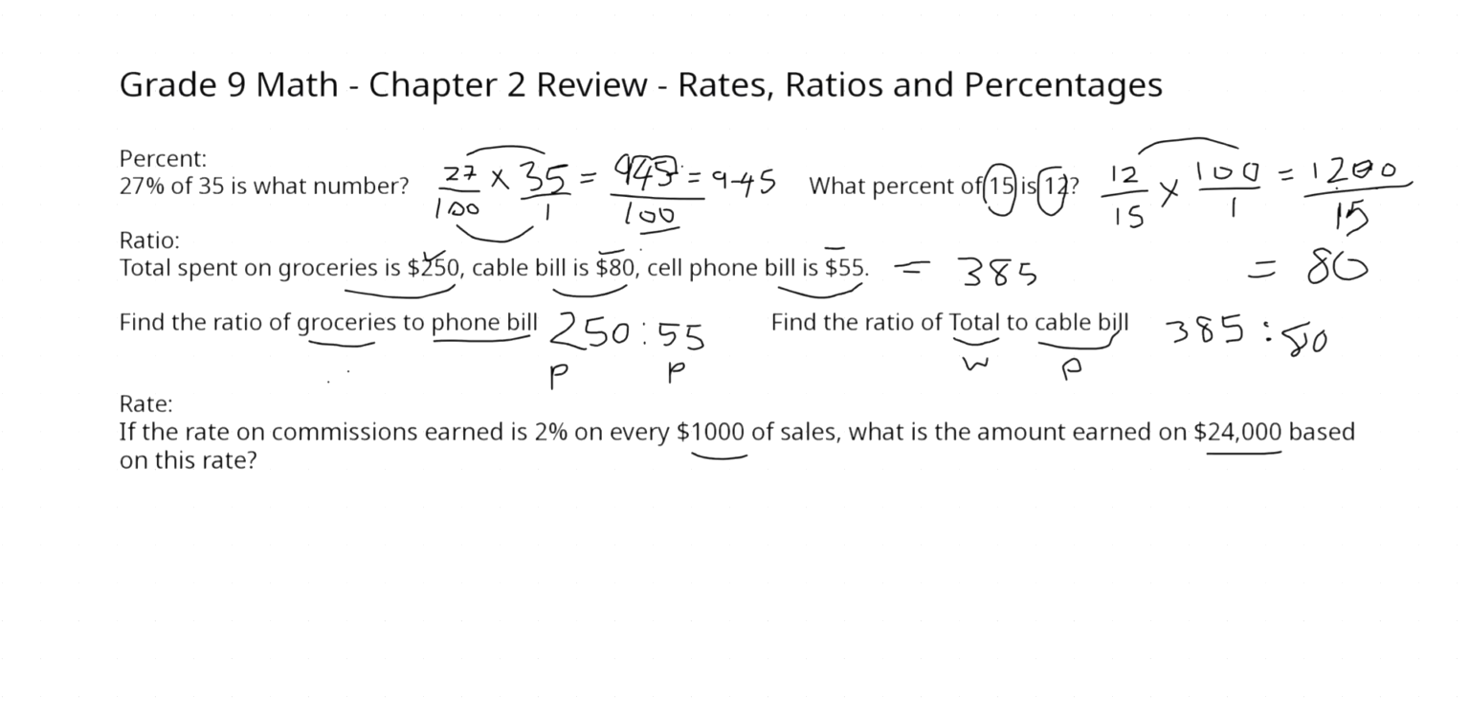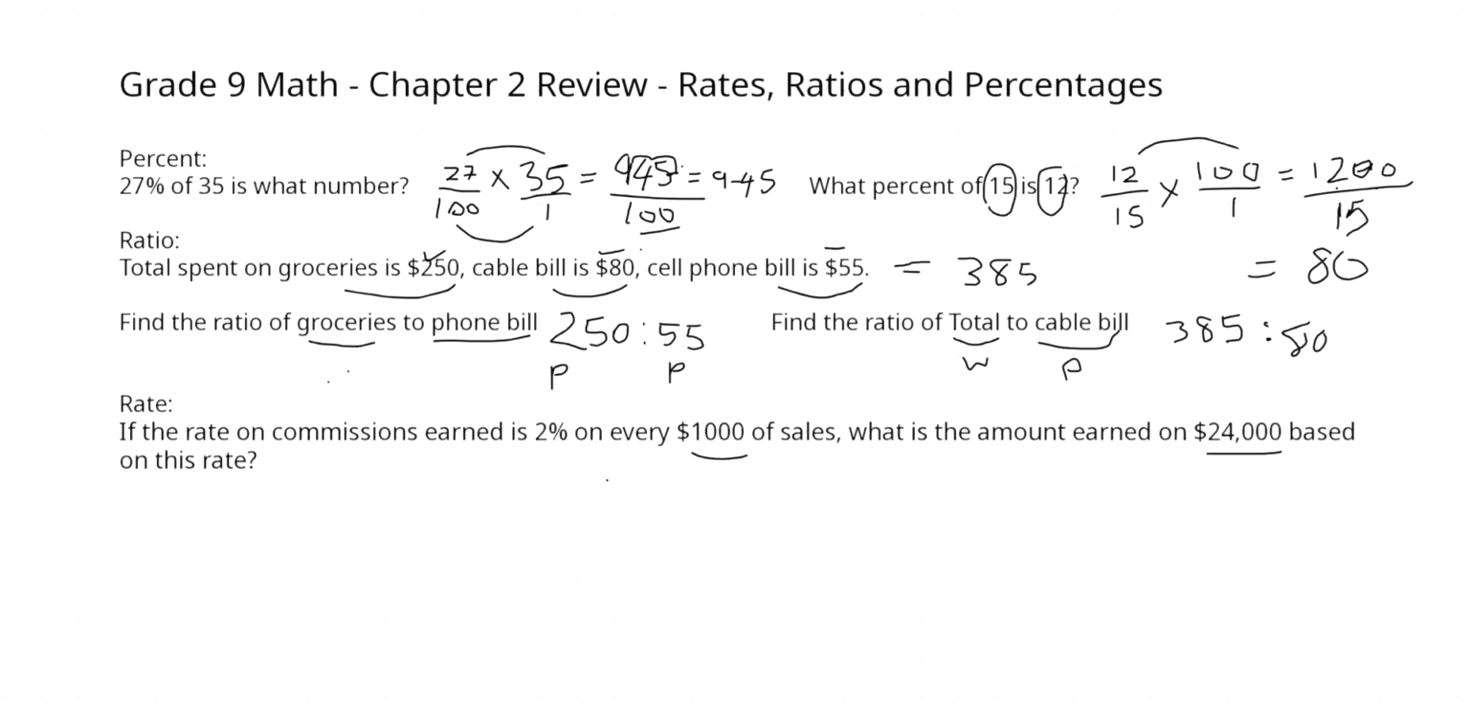So let's do that. If we say 2% on $1,000, remember what I said, you can literally move the decimal to find the answer. So 2% represents another way to say 2%. Let's do that first.